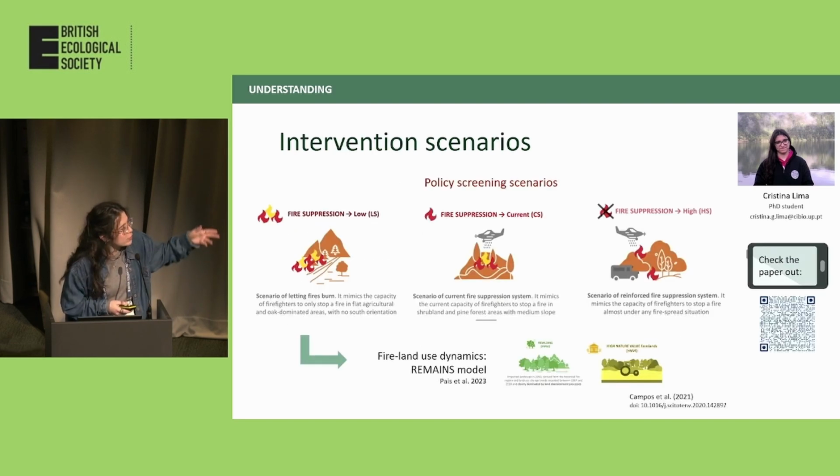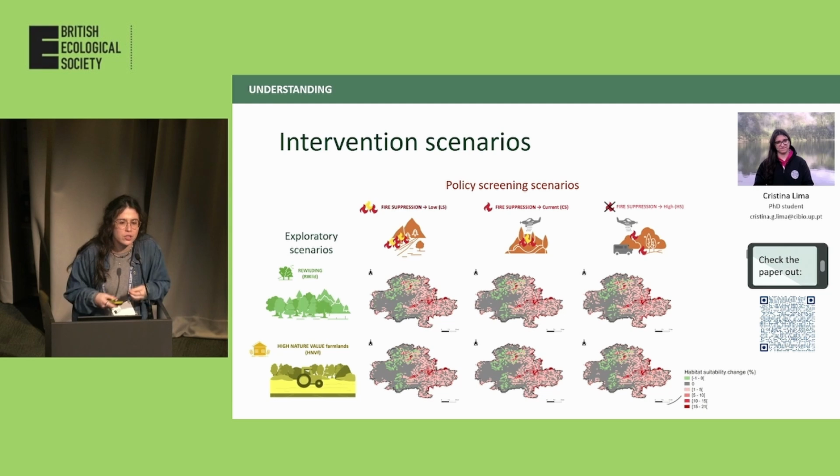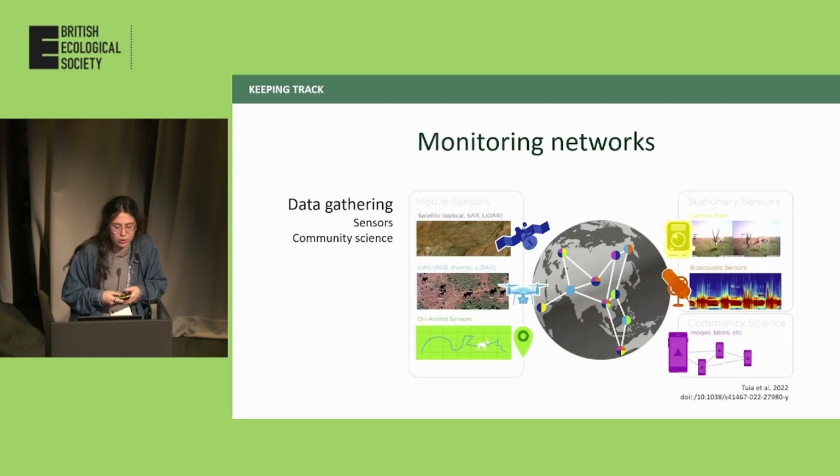In another work, and this one is published, she implemented what we call policy screening scenarios. So these were scenarios of fire suppression: low fire suppression, the current fire suppression effort, or high fire suppression. And this, with other kinds of scenarios, then you do species distribution models and you get information that acknowledges how management can influence the species and make more comprehensive decisions regarding that.